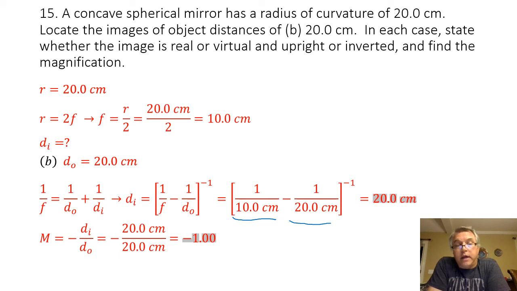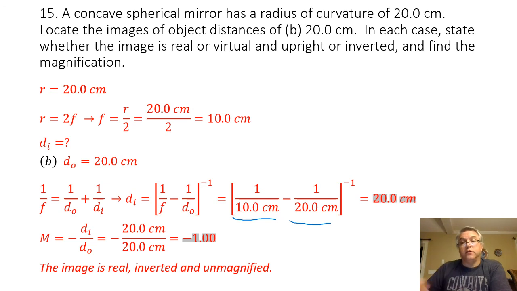So once again, my image is real because I have a positive image distance. The image is inverted because I have a negative magnification. And the image is unmagnified. My magnification is 1, so it is neither enlarged nor reduced.